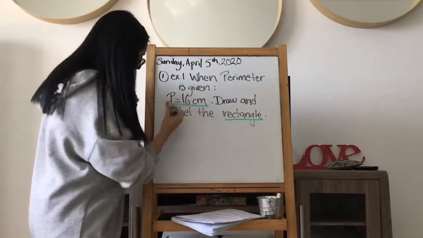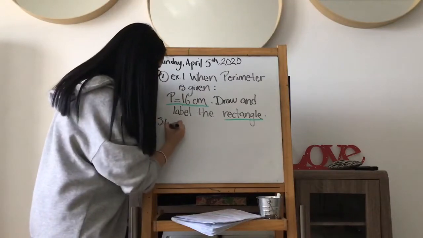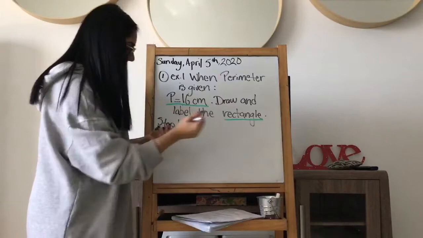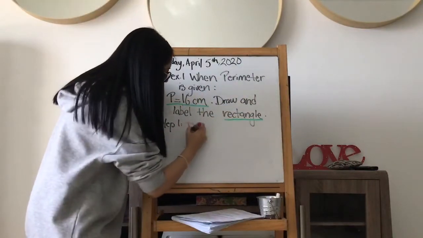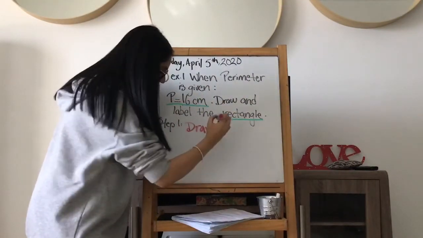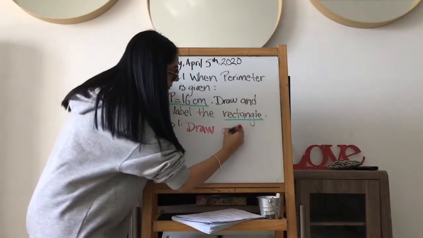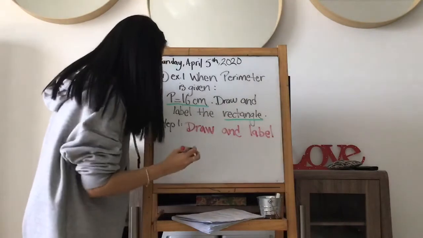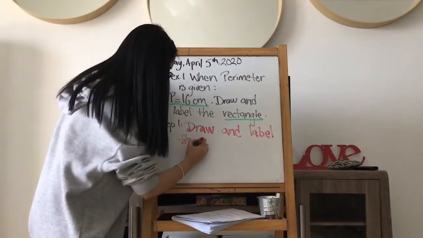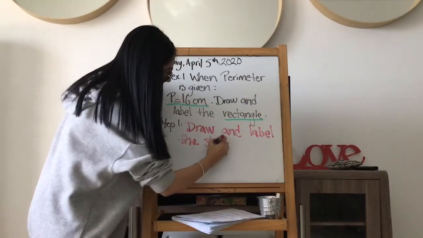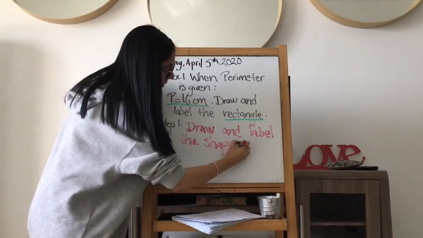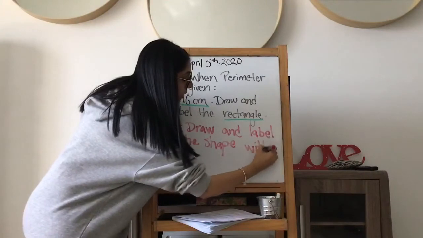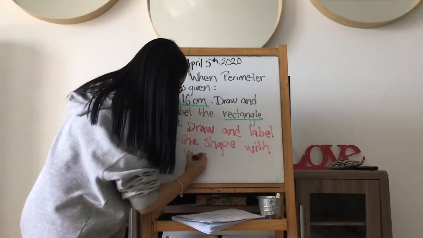So now, let's do step one. So step one, okay, step one is to draw and label the shape. Oops, this marker's not that great, I'll change it. The shape with, and this is a very important part, variables.